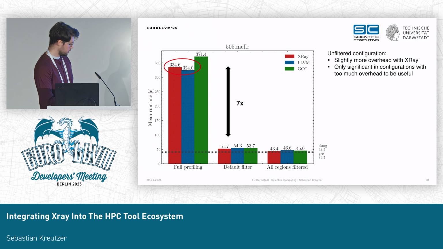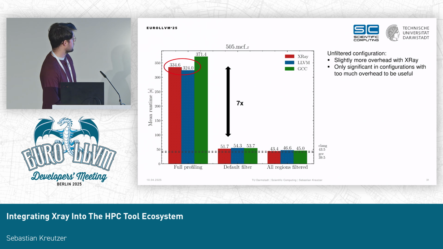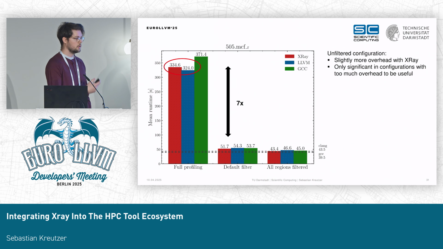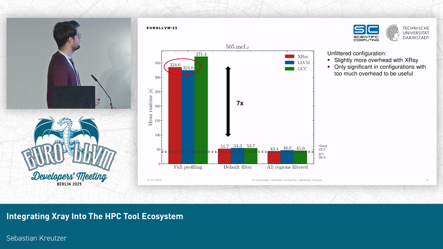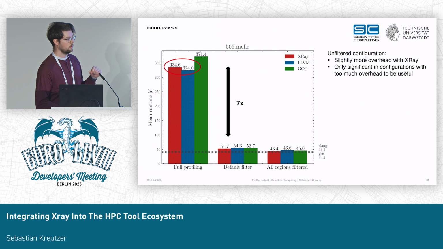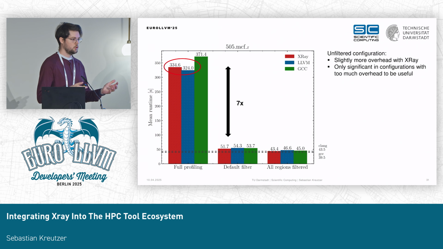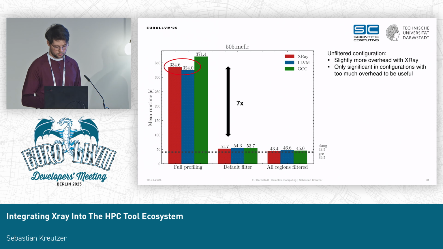So let's first look at the full unfiltered configuration. And here you can see that X-Ray actually has a little bit more overhead. However, if you look at the total overhead, this is 7 times slower than baseline, so it's not usable for profiling or anything at all. And actually, we only observed this increased overhead in configurations that had too much overhead to be usable anyway.